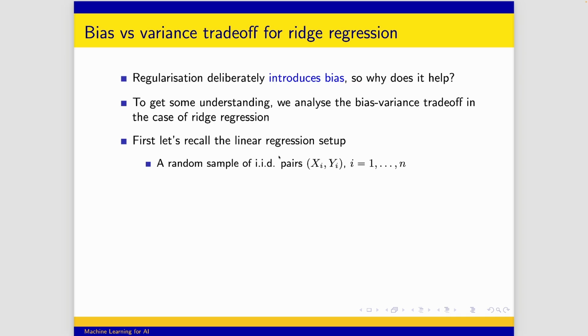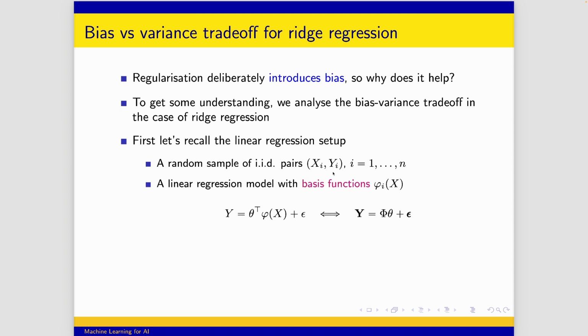We have a random sample of IID pairs, xi, yi from i equals 1 to n. So this we can call an input, and this we can call an observable target or output. We assume a linear model. So that means that we have basis functions phi i of x, and there are p of them. So we have phi i from i equals 1 up to p. Now I can define a vector of these, we call it phi of x, as follows: phi 1 of x to phi p of x.